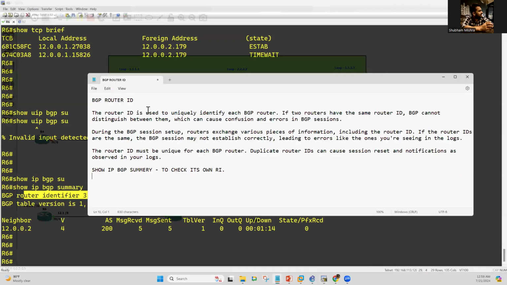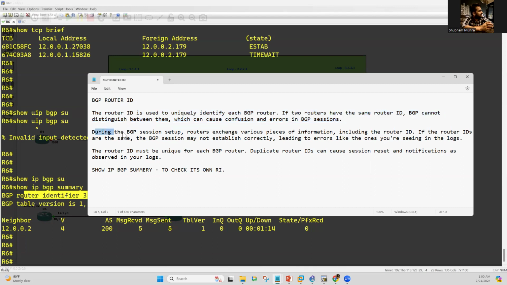I already wrote some points about the router ID, guys. Maybe this will help you. The router ID is used to uniquely identify each BGP router. Yes, we already discussed the same in the case of OSPF also, guys, right? So similarly in case of BGP, the router ID must be unique, because on the basis of router ID your device will identify each and every BGP router. If two routers have the same router ID, BGP cannot distinguish between them. Getting my point? And that can cause confusion and generally you will get BGP errors. Definitely you will get BGP errors.